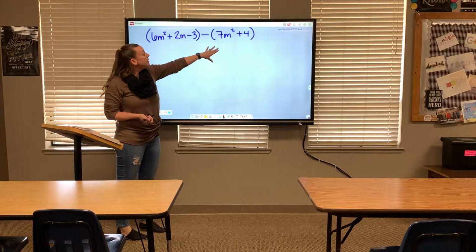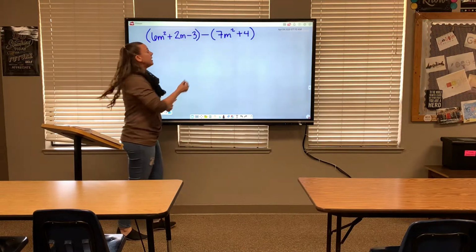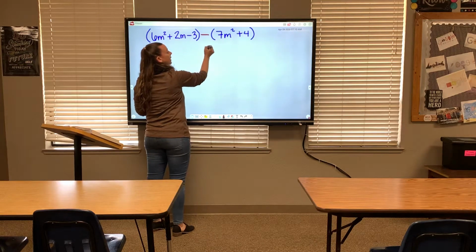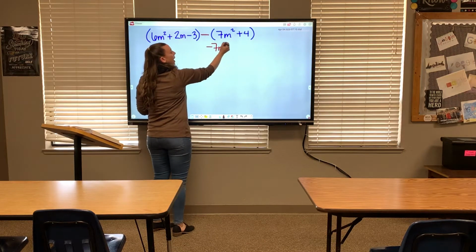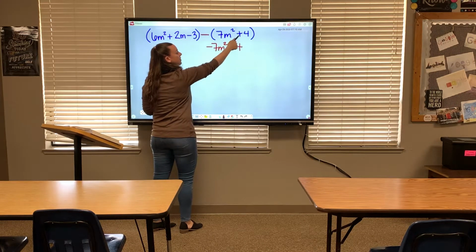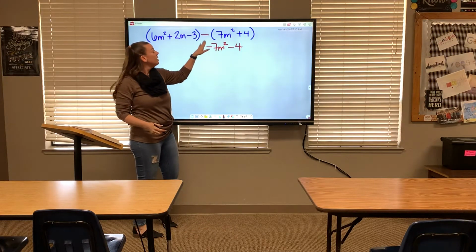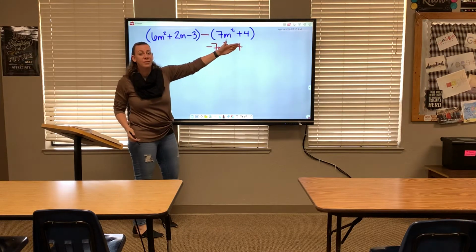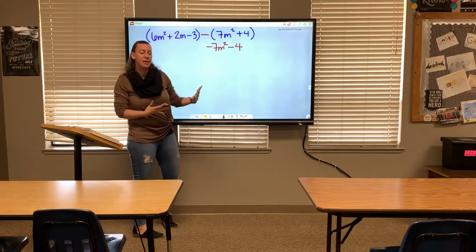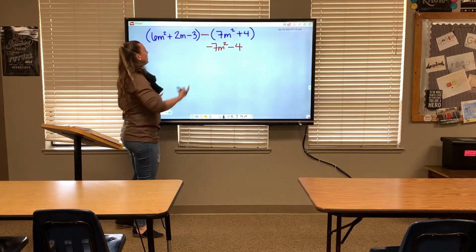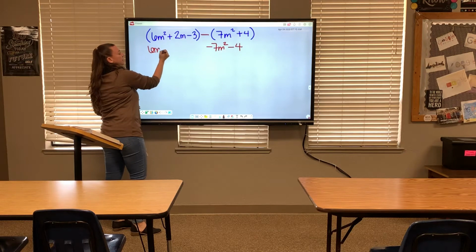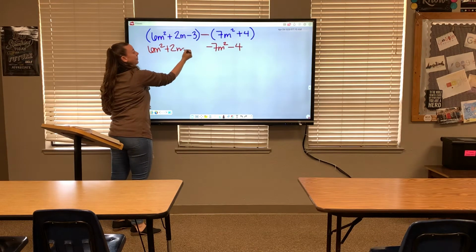So this last polynomial, because I'm subtracting it, I'm going to double check. I'm going to change the symbol for everything in there. So this is a positive and that's a positive. They both become negative. The minus sign goes through the whole parenthesis. It's kind of like doing the distributive with a negative. So it goes through the whole parenthesis. The first set of parentheses, that polynomial stays the same.